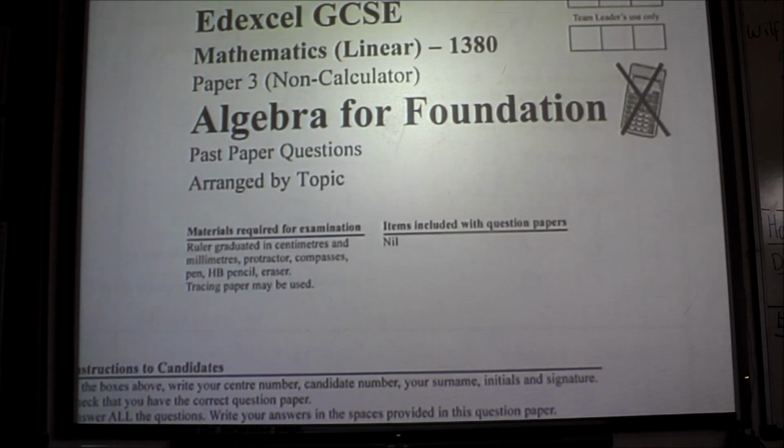Right, these are some foundation algebra questions. It's worth doing these every now and then just to make sure you can still do it.